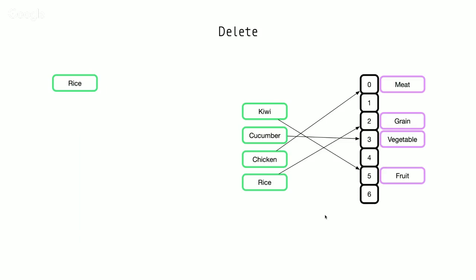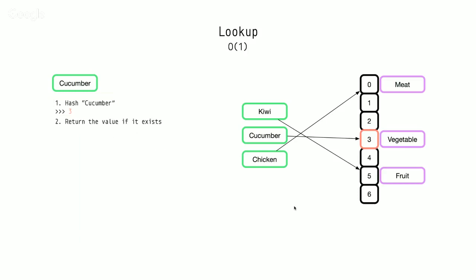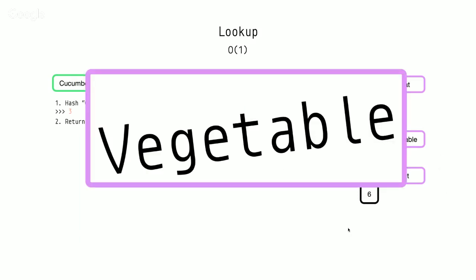So for deletion, very similar process. We again hash rice, and we find that index 2, and then we just delete the value at this index. That's it. There's nothing there anymore. Then the last operation that I'm going to talk about is lookup. Again, it's very simple. We're going to look up cucumber here. First, we just hash cucumber. We get 3. And then we return the value at that index in the array if it exists. And so we do, and we get vegetable, as expected.